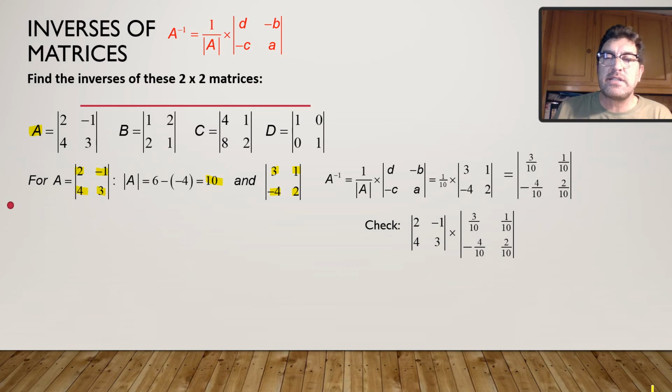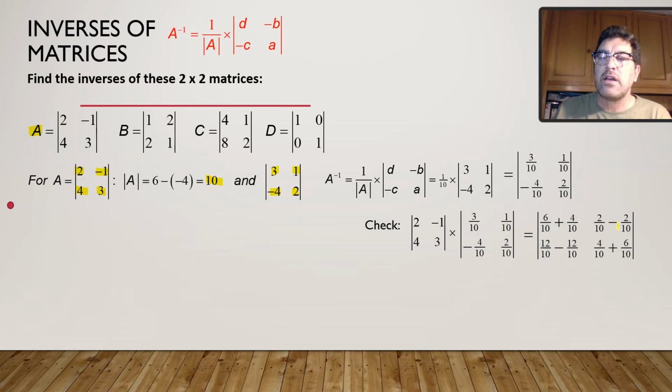Okay, so let's see if that's the case. If I do that product, what do I get? I get 2 times 3 over 10, which is 6 over 10, plus 1 minus 1 times minus 4 over 10 makes it plus 4 over 10. Now that already we can see is 1. The entry over here, we get 2 over 10 minus 2 over 10.